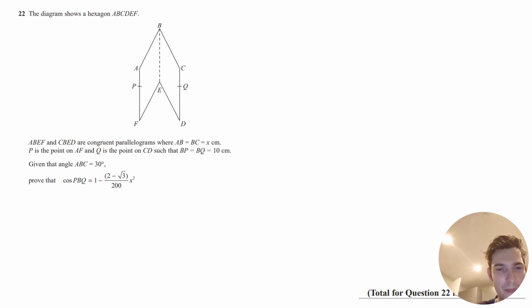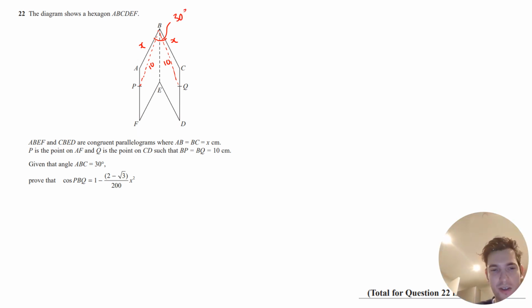So I've got this hexagon. And I've got ABEF and CBED are congruent parallelograms where AB equals BC equals X. Okay, I don't have anything written in on the diagram, so let's write that in. AB, BC are X. Okay, P is a point on AF, and Q is a point on CD, such that BP equals BQ equals 10. All right, so let's draw in some lines here. So BP and BQ are both 10. All right, given that ABC is 30, okay, so ABC, it's this whole angle there, which is 30 degrees.